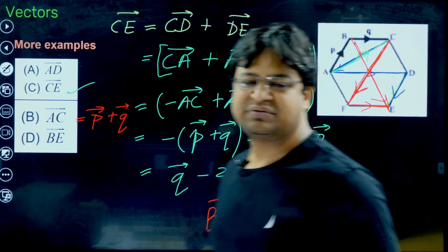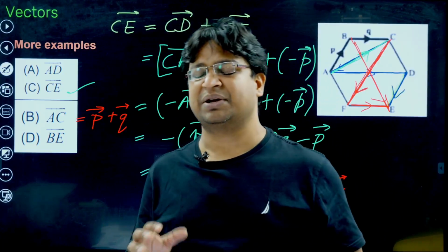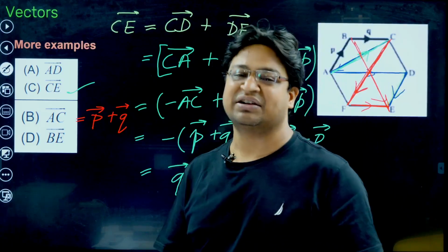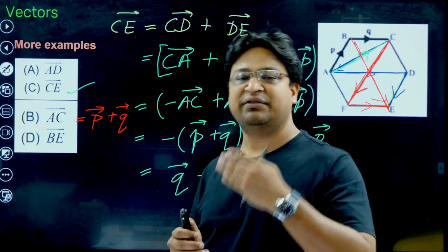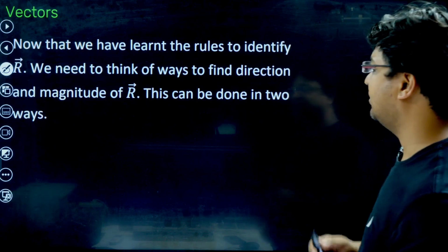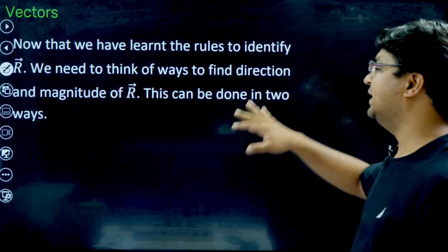If you have understood this example, guys, you have understood the essence of finding the resultant. Like if we have two vectors, then which vector will serve as the resultant of those two. So practice this example, guys. We have now learned the rules to identify R.